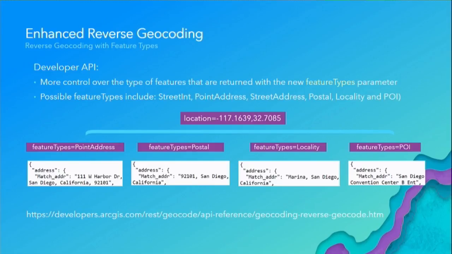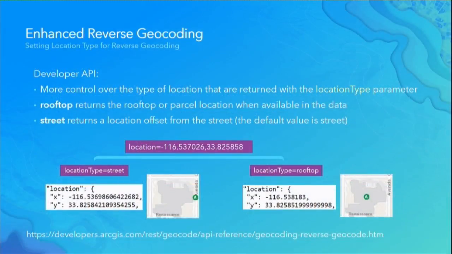So depending on the type of application you're building and your workflow, this gives you a new way to sort of drill down on different types of information and get it back as part of a reverse geocoding request. So interesting new capability. So let's take a look at another capability that we've added to the developer API supporting reverse geocoding.